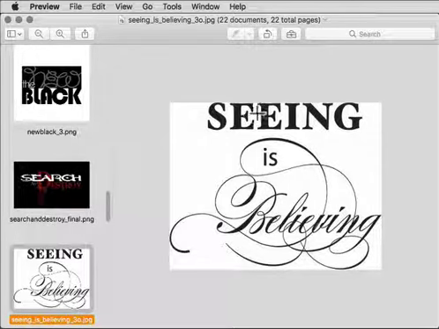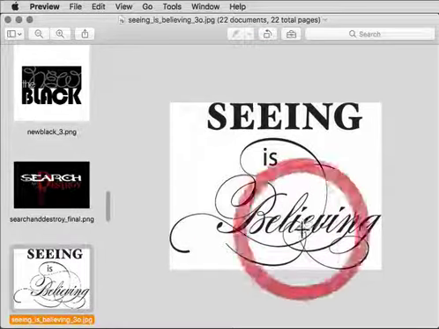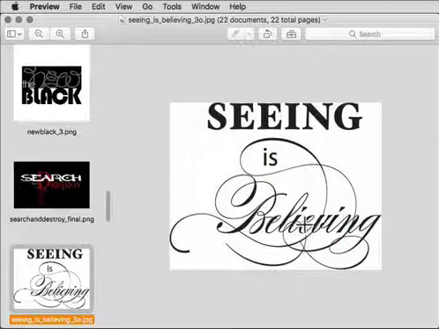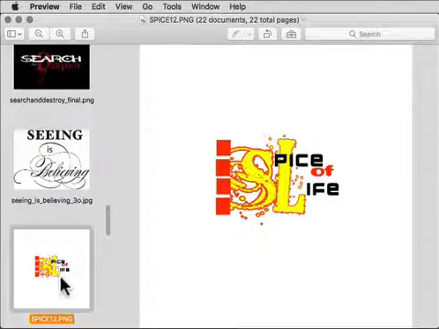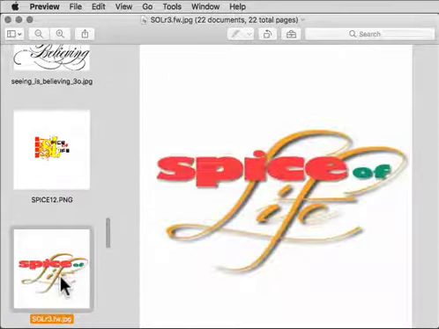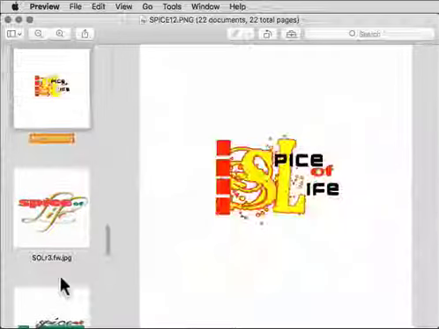So again, you need to be aware of what you're getting when you create a design, and you have to analyze in your own mind, is this really working or not? So that's why I put that one in there. There's a few spice of lives in here that I wanted to put in just because there's some differences in the contrast.